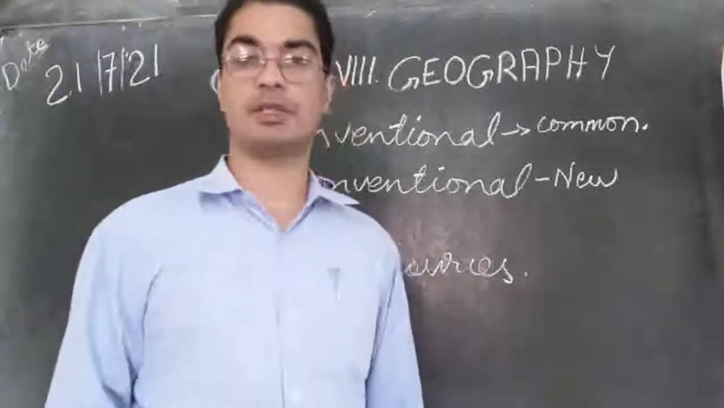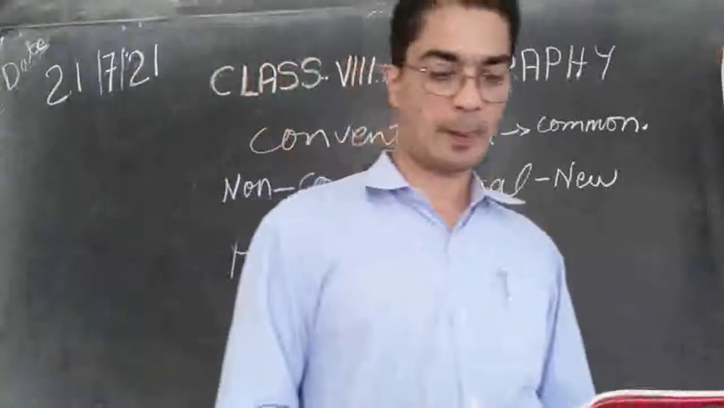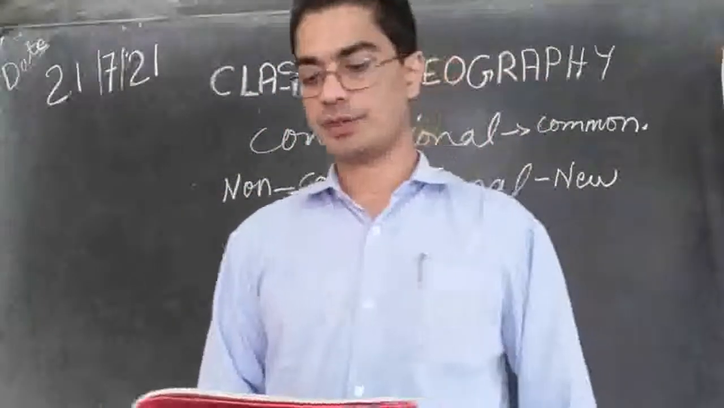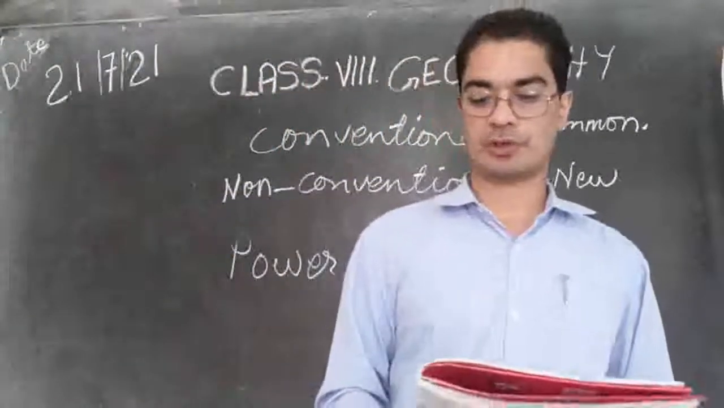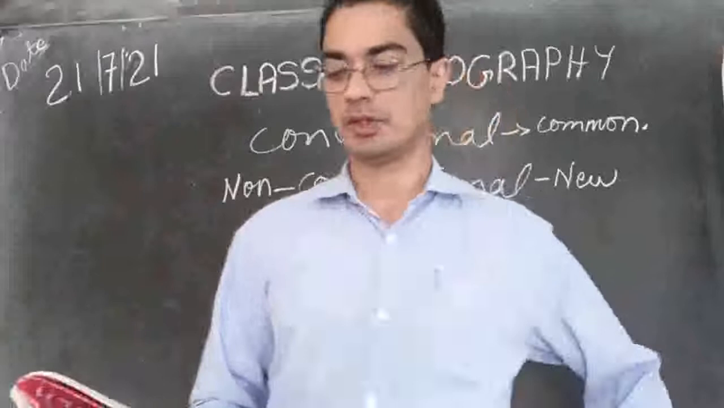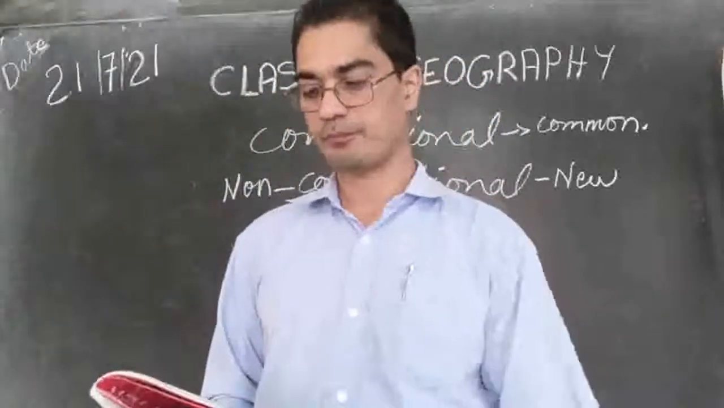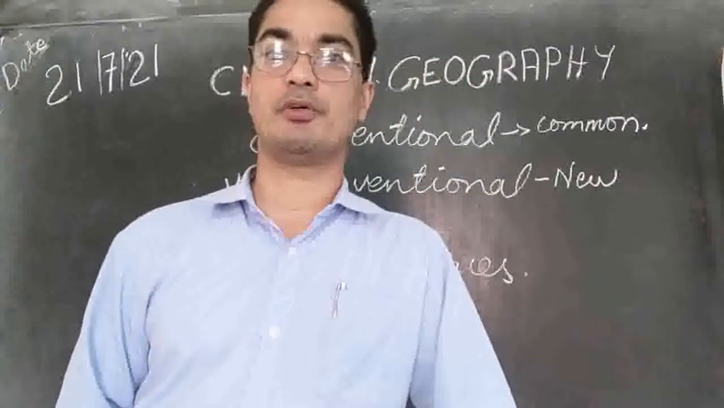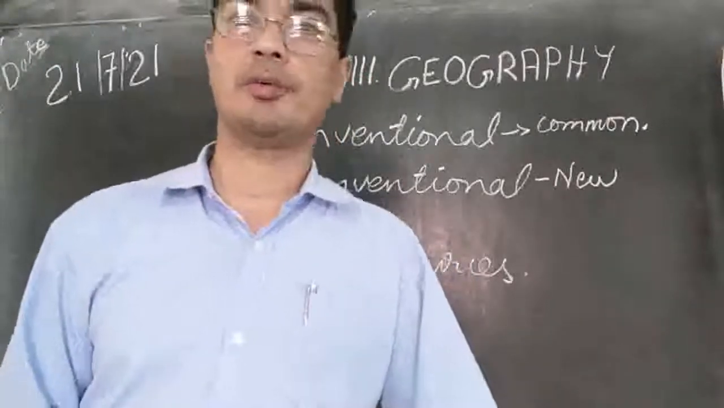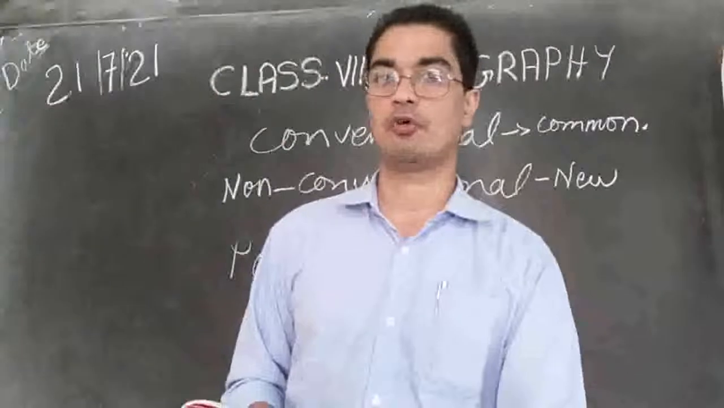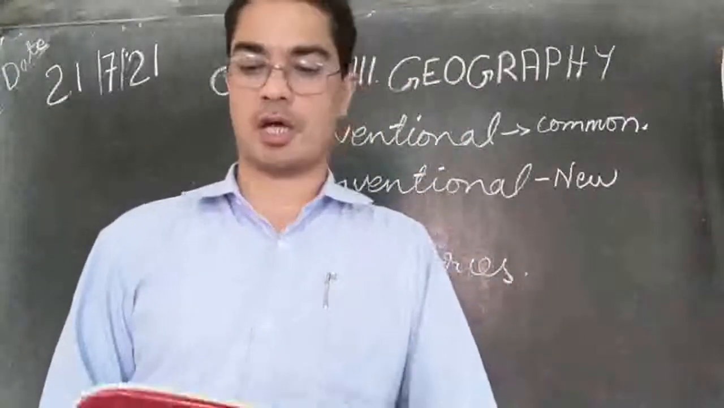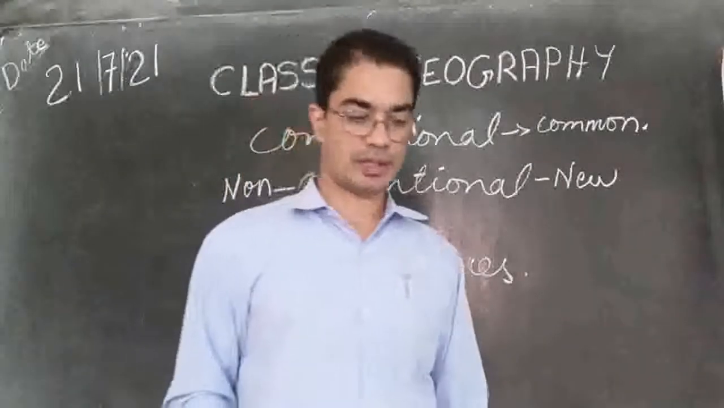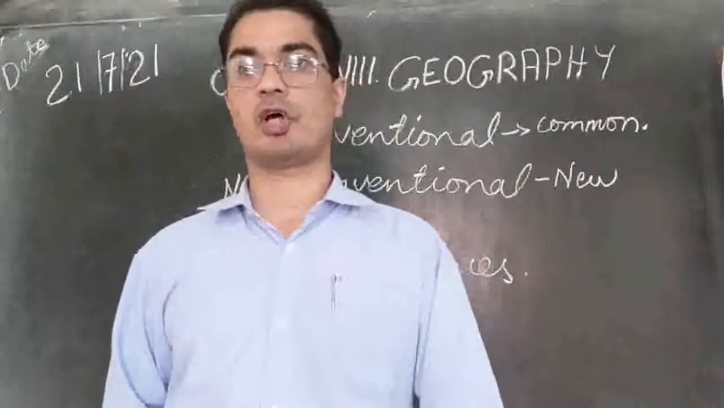So let us see what are conventional sources of power. You can take your textbook, page number 30. Conventional sources of energy are those which have been in common use for a long time. You can underline in your book. What is a conventional source of energy? It is the energy that has been in common use for a long time. For a long time, people have been using this method of power.